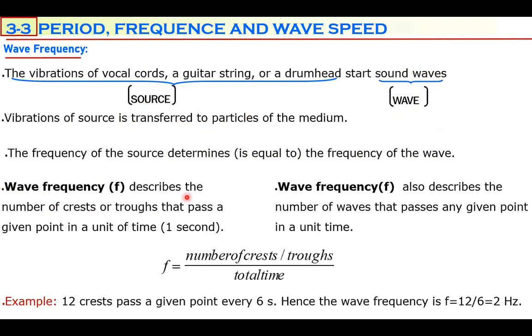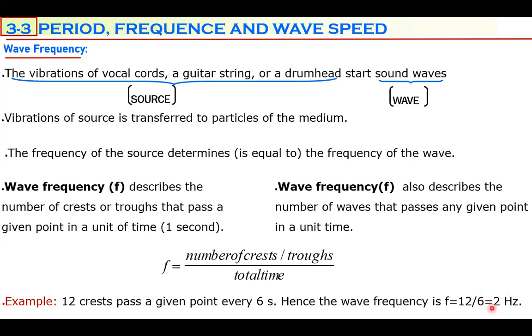This definition is a little different than in simple harmonic motion. Wave frequency is defined as the number of crests or troughs that pass a given point in 1 second. So you count the number of crests or troughs and divide by the total time, and you get the frequency of the wave. For example, 12 crests pass a given point every 6 seconds. So what is the frequency of the wave? 12 over 6, which is 2 hertz.